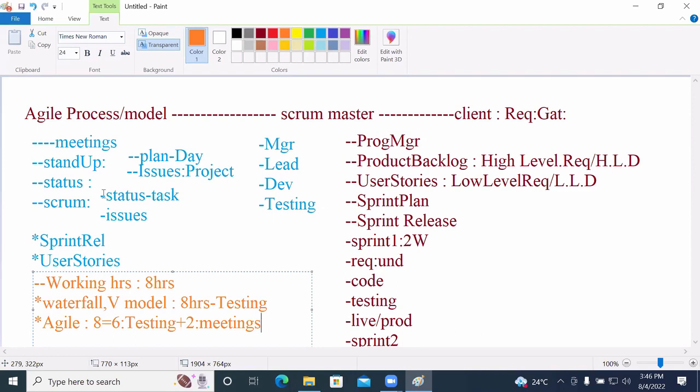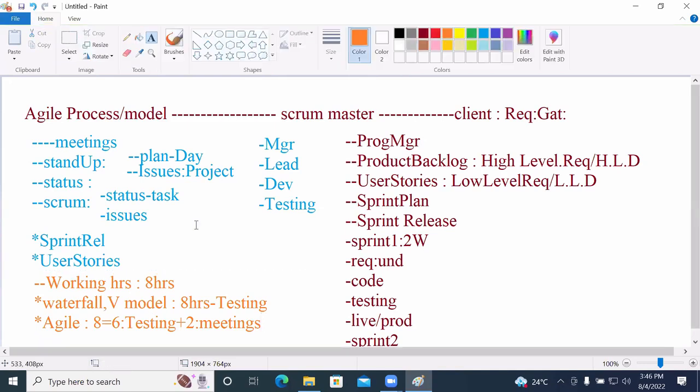Because of that, the project which you are implementing in Agile, definitely it will be done only 6 hours for testing and the remaining 2 hours it will be taken with meetings here. So this is what you have to take care about in having the terminologies related to Agile.